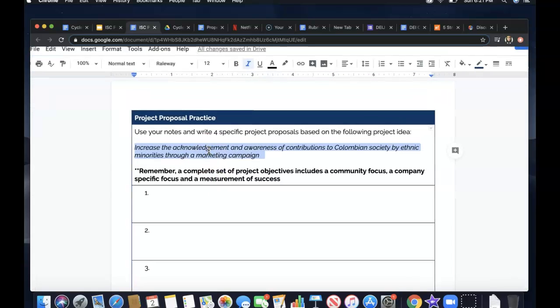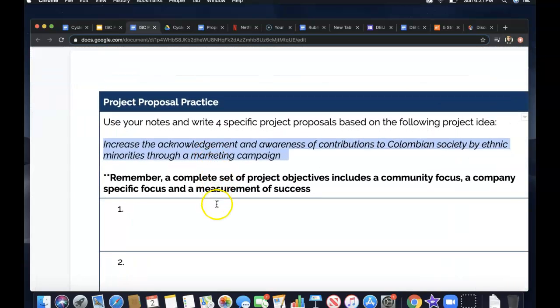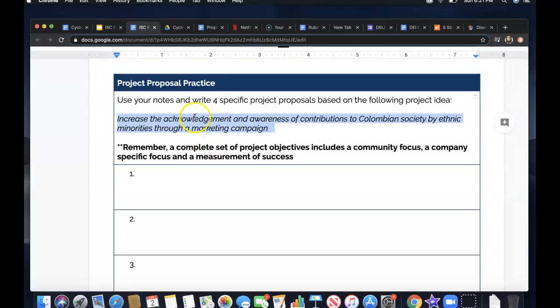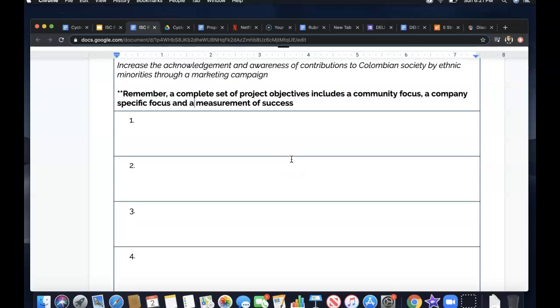But basically for project, it says use your notes and write specific project proposals. So if this is the overall idea, they should use their notes, remembering that, okay, for this project idea, let's just make things up. What would a company-focused objective sound like? What would a community-focused objective sound like? How would a measurement of success-focused objective sound like? And they can practice those here.